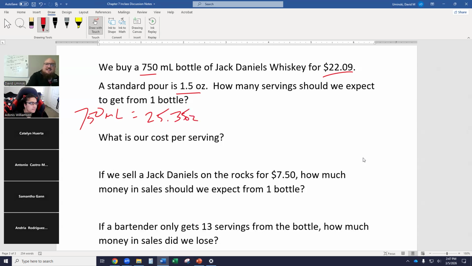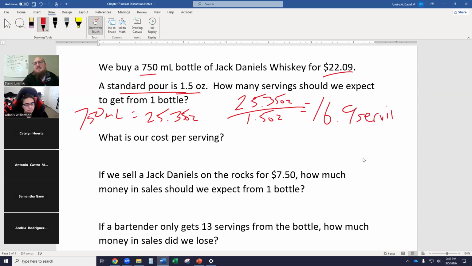So if I take that 25.35 ounces, divide by the 1.5 average standard pour, how many servings do I get? 16.9 servings. Can I round this up to 17? No, I cannot create liquid out of nothing. That means I probably put water in there to get it up a little bit more, and I don't want to water down.